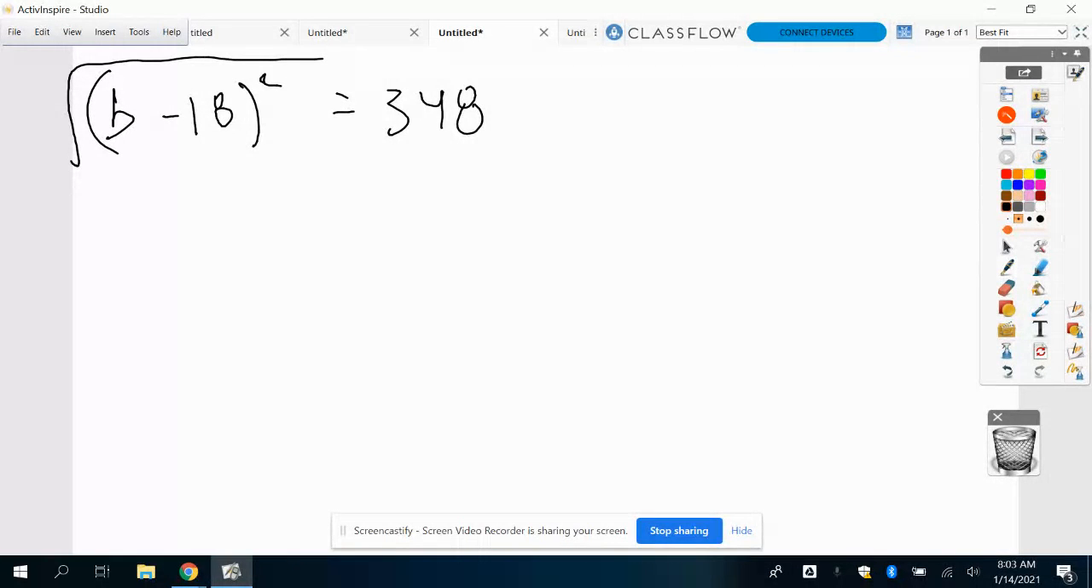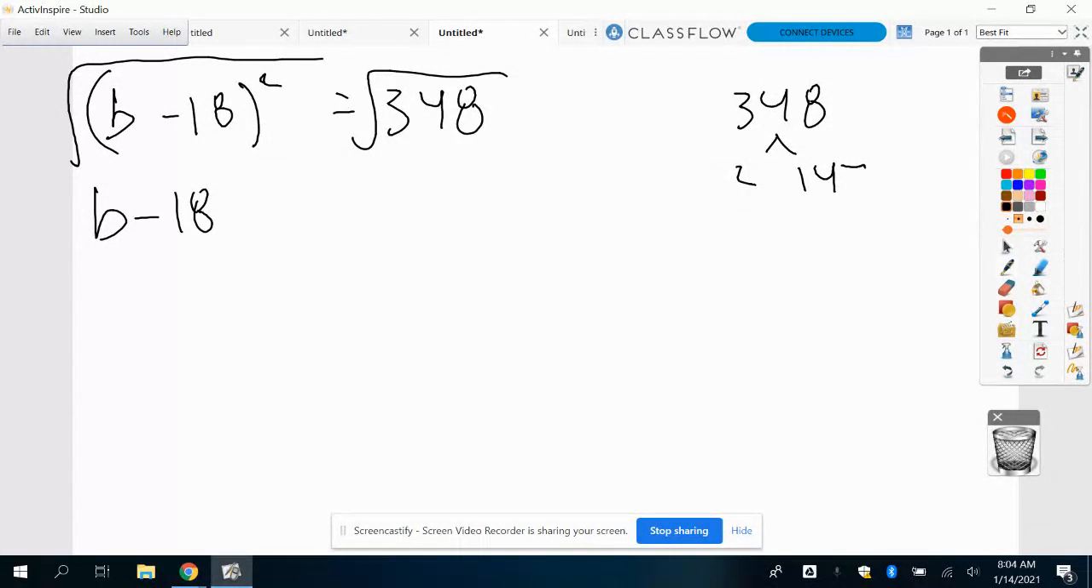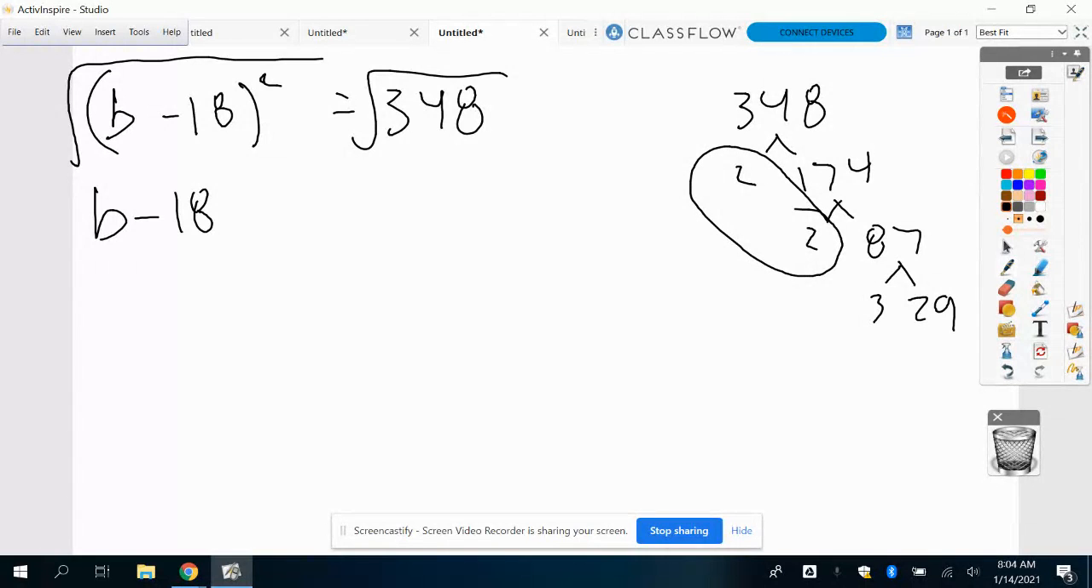And again, we want to square root each side. So now we have b minus 18 here. We need to simplify 348. So that breaks down to 2 and 174. 174 is another 2 and 87. And then that's a 3 and 29. So basically we have the prime factorization with a pair of 2's. So we're going to have plus or minus a 2 out front. Left inside the radical is the 3 times 29, which is 87.